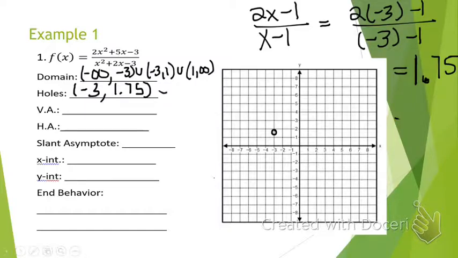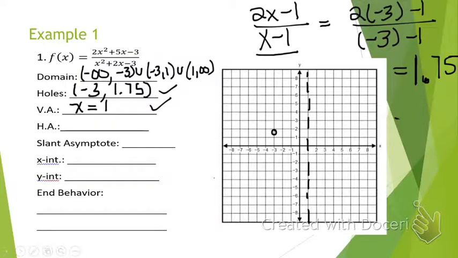Okay, so -3.175. We've graphed it. We're good. Now, vertical asymptote. You're going to take this bottom right here, and your vertical asymptote is the domain restriction of your reduced function. Your domain restriction of your reduced function will be x equals positive 1. So we will have a vertical asymptote at 1. And I'm going to draw a little dashed line there.